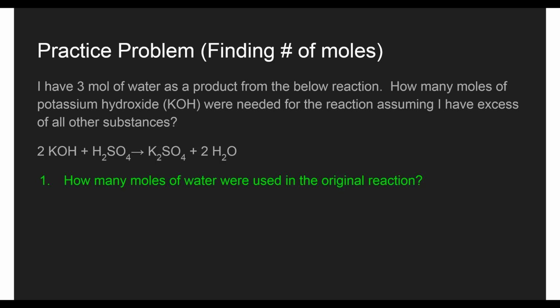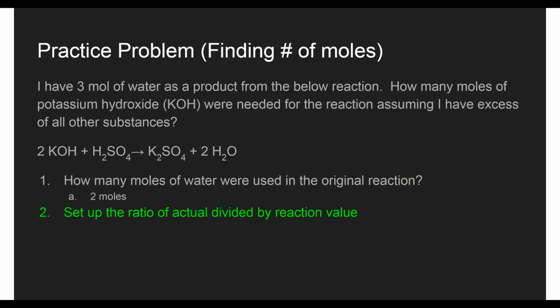So all we need to do is ask, in the original reaction, how many moles of water were used? Our question is, I have 3 moles of water as a product from the below reaction. How many moles of potassium hydroxide were needed for the reaction, assuming I have excess of all other substances, right? So we got 3 moles worth of water at the end of the reaction. We want to know how much of that potassium hydroxide we just used. In the recipe, it calls for 2 moles. We used 3. All right.